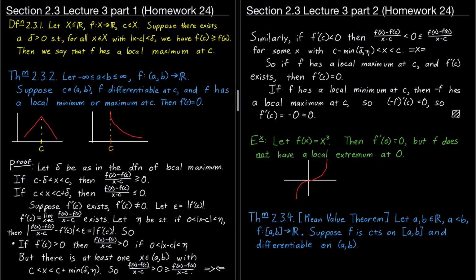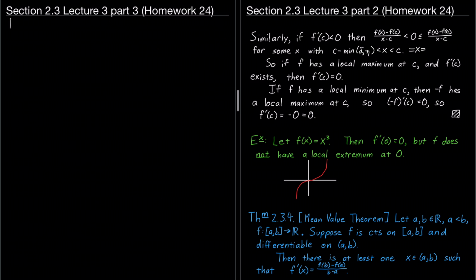And the conclusion is that then there is at least one point in our open interval such that we can write this equation. f prime of x is this difference, f of b minus f of a, whole thing over b minus a. Let's prove this.